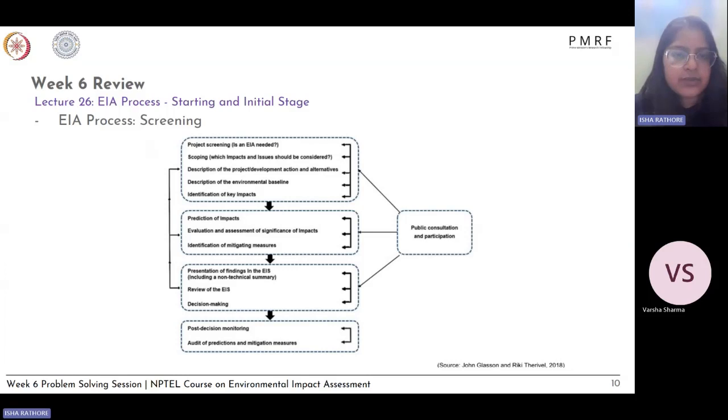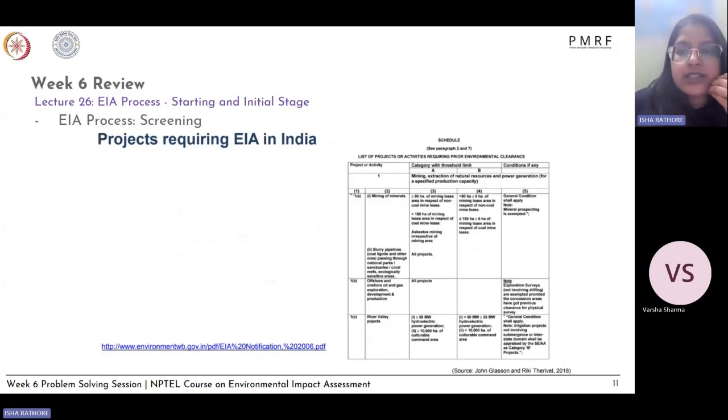This is the entire EIA process. So first we're going to look at EIA screening. Projects in India typically are based on the list of activities, the type of use of the project, and then they are given clearance based on whether an EIA is required for that particular area or not. So, for example, for mining activities, you have category A and category B.